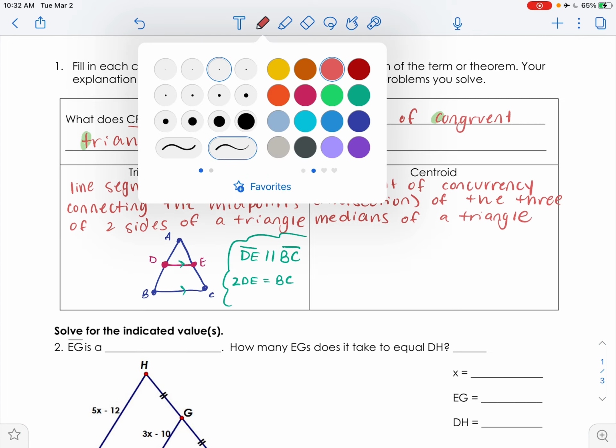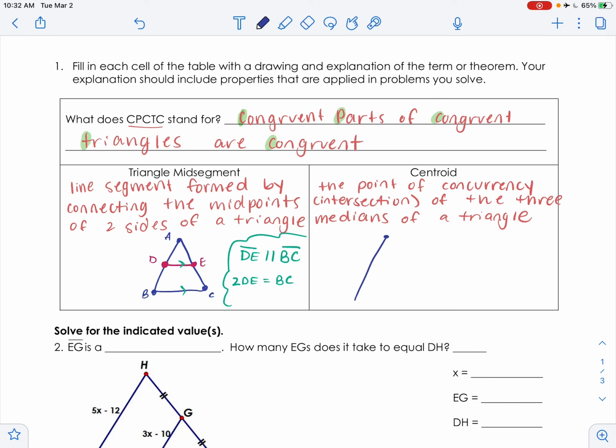So if I've got a triangle here, the median is the segment that connects the vertex of one of the angles in the triangle to the midpoint of the other side. So a triangle has 3 vertices. It's the 3 points on the triangle. So the median connects one of the vertices to the midpoint of the opposite side. And then where all 3 of these intersect each other, that is the centroid.